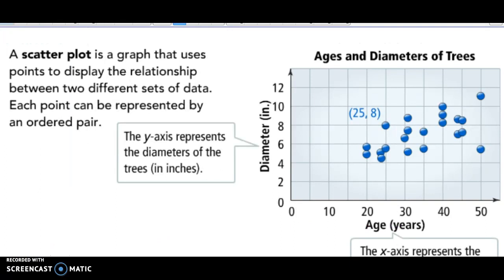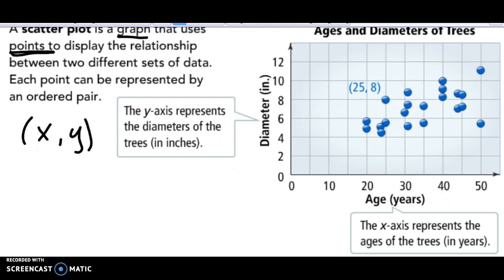So when we look at a scatter plot, we know it's a type of graph, and we know it's going to use points to display the relationship between two sets of data. And each of these points can be represented by an ordered pair. So we're going to graph these just like every ordered pair that we've looked at this year and that you've been looking at for years. It's always going to be an x, y coordinate.